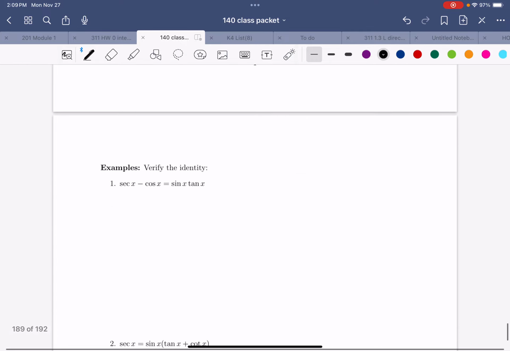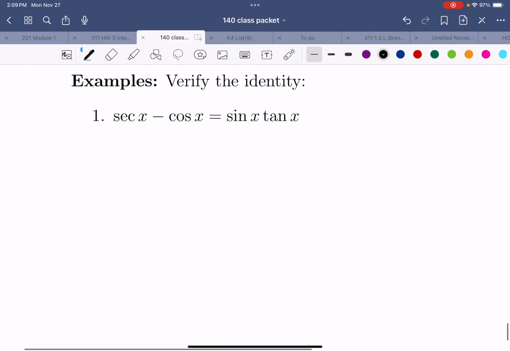All right, so let's take a look at how we're going to verify these identities. So our objective here is to make both sides look exactly the same. And we can use any algebra, and we can use our basic identities. So we know that tangent is sine over cosine, cotangent is cosine over sine, secant is 1 over cosine, and cosecant is 1 over sine. So we can use those four, and we can use our sine squared plus cosine squared equals 1. So we can use any of those identities and any standard algebra techniques to make the two sides look the same.